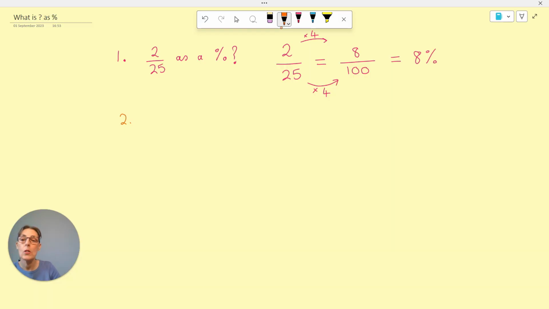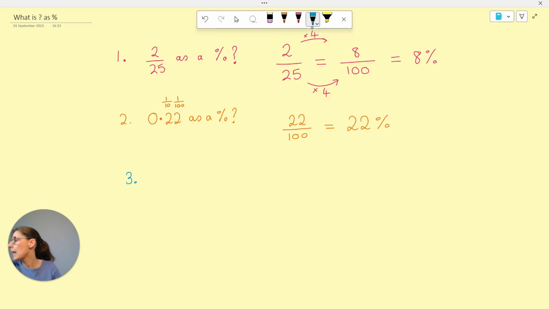What is 0.22 as a percentage? We have 0.22, so that 2 is in the tenths column, and the second 2 is in the hundredths column. So we can actually write that as 22 divided by 100, or 22 hundredths, and we know 22 hundredths is 22%.